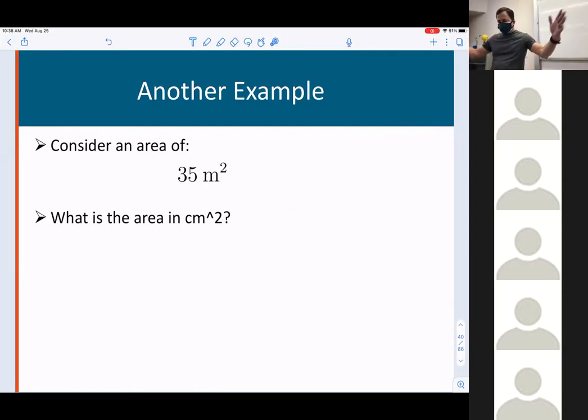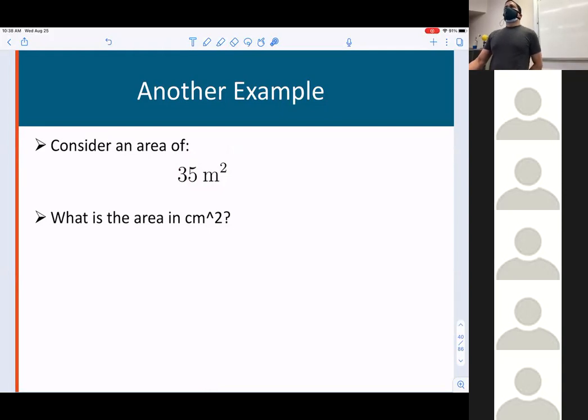So the area of some floor or something is 35 meters squared. The question is, what is the area in centimeters squared? So can you convert a meter squared to centimeters squared? And I think this is a Top Hat question.